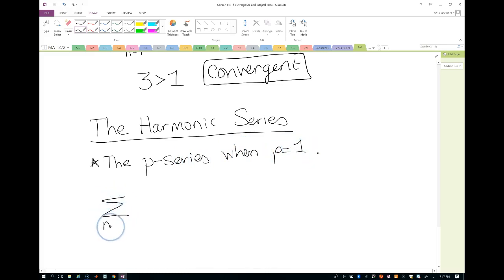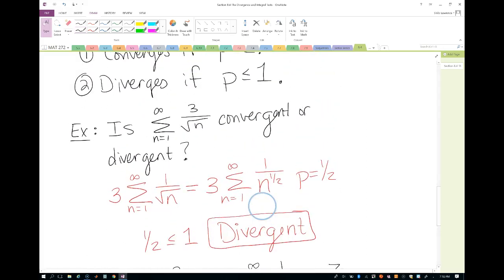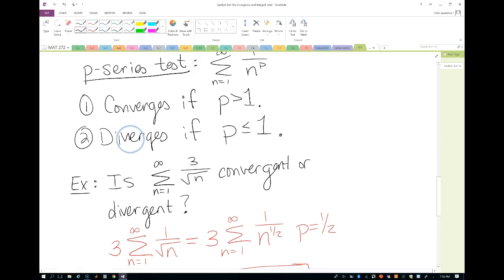So it's the sum from 1 to infinity of 1 over n. So we don't see a power there. Hopefully you remember from algebra that when there's no power written, it's just assumed to be a 1. So since the harmonic series is a p-series, if you look back to how we determine whether a p-series is convergent or divergent, here because p equals 1, a harmonic series is divergent.